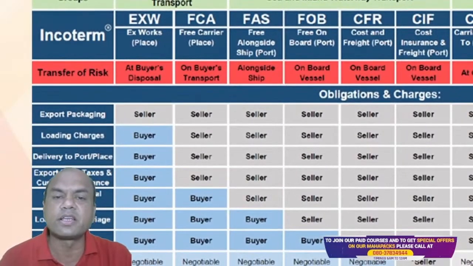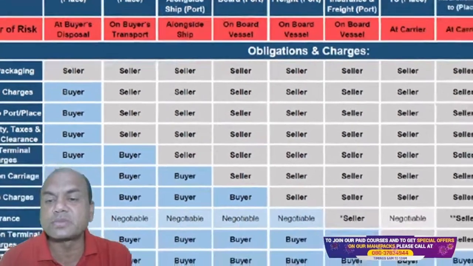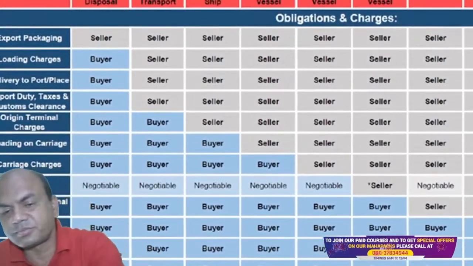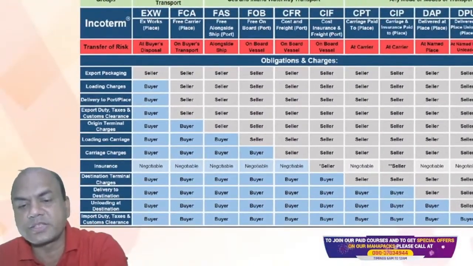Incoterm, Ex Works, FCA, FAS, FOB, all these. Export packaging, who is doing what? So where is the responsibility? These are the responsibilities. You can expand this video and read this.